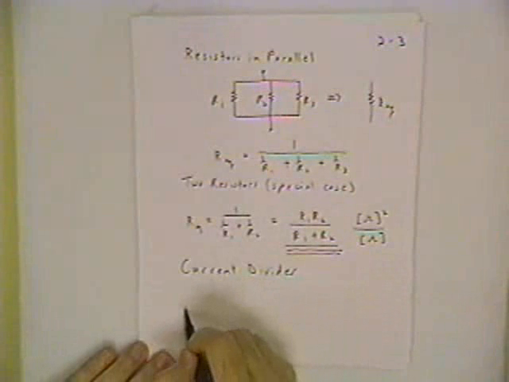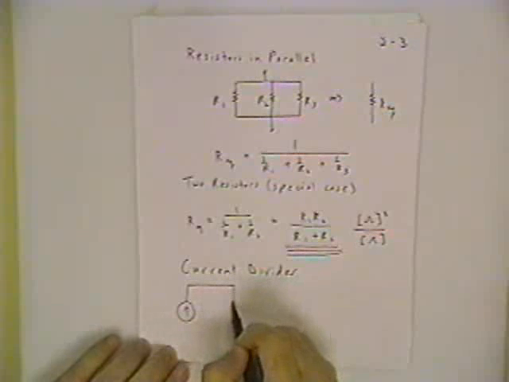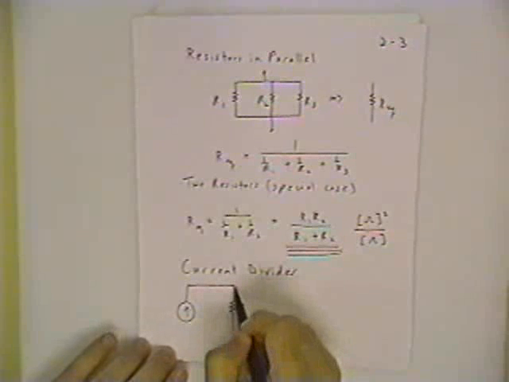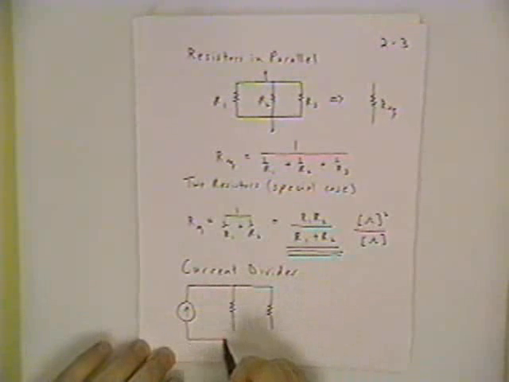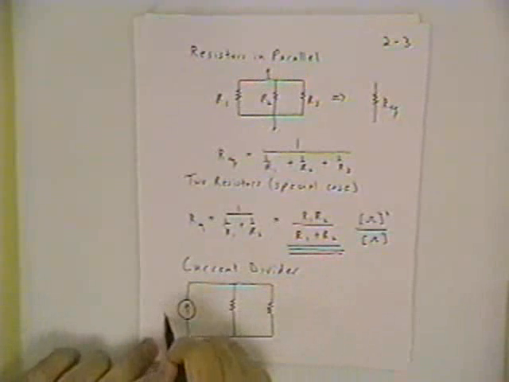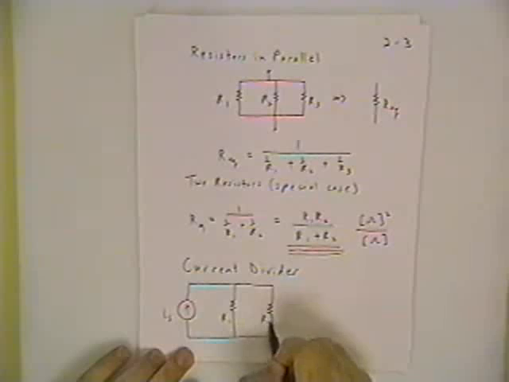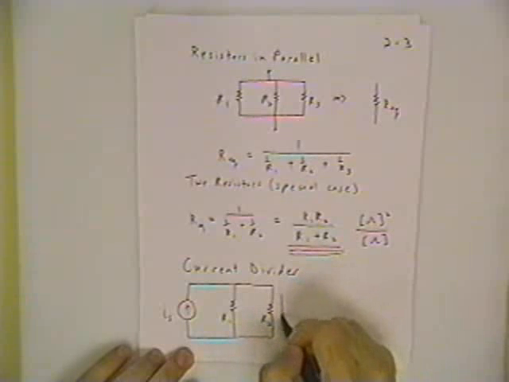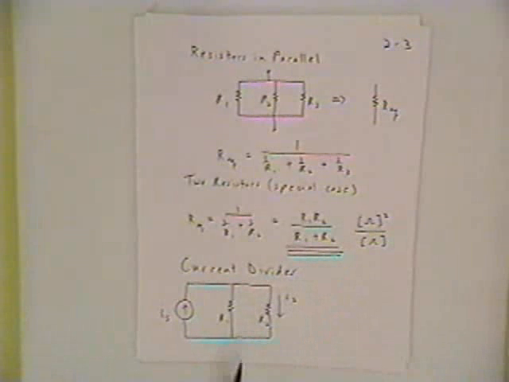Okay, for the current divider, we have an arrangement of 2 resistors in parallel, and we have a known source current coming into these parallel branches. So let's call this IS. We have resistors R1 and R2. And let's say that we're interested in finding the current I2 in terms of these other known quantities. The source is assumed to be a known value. R1 and R2 are known.